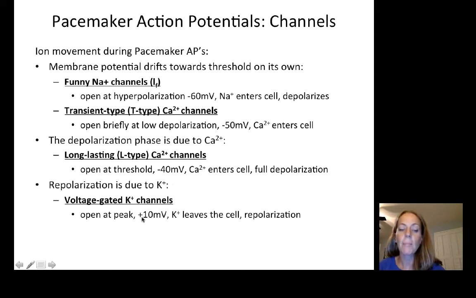Then, at positive 10 millivolts, the potassium channels will open, and just like in a neuron, potassium wants to leave the cell. When a positive ion leaves the cell, it will be repolarized or go back down to rest. But as soon as it hits minus 60 during this repolarization, those funny channels are going to open again, and the cell's going to become depolarized, and it'll reset, and you'll have another action potential.